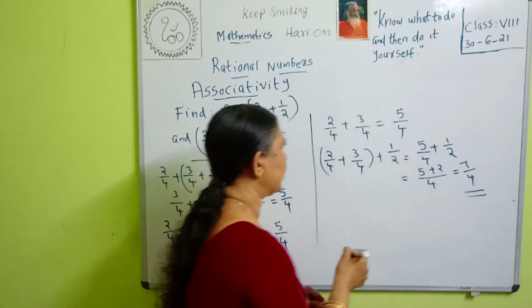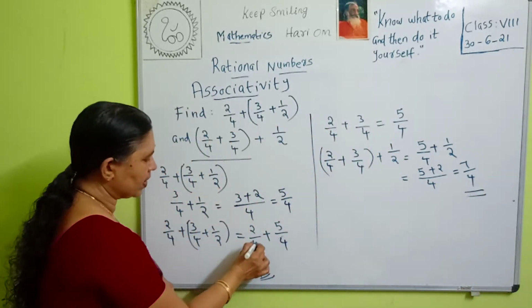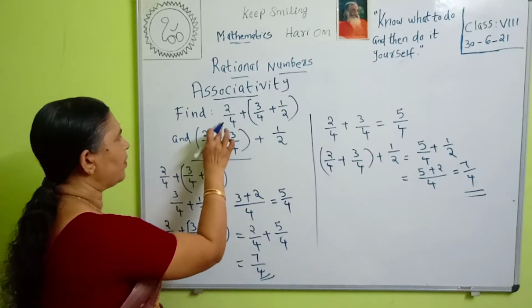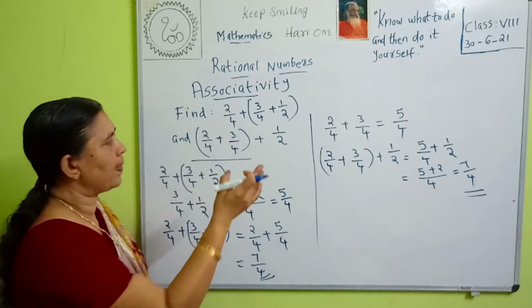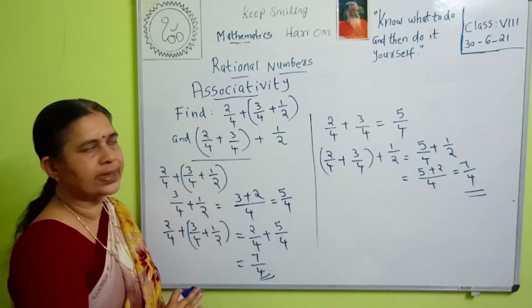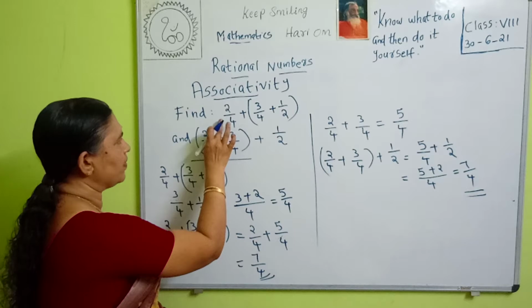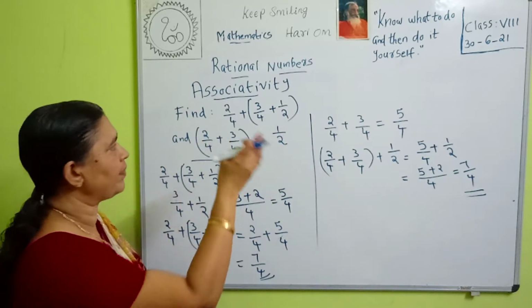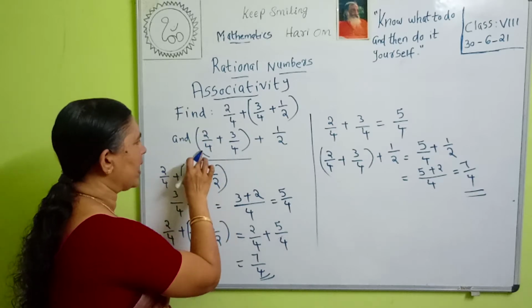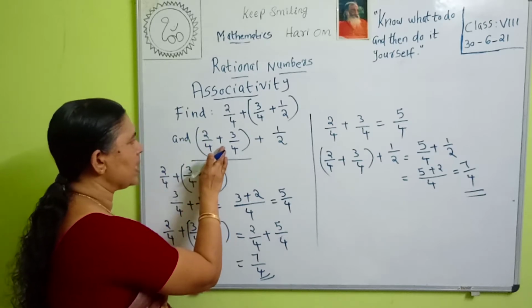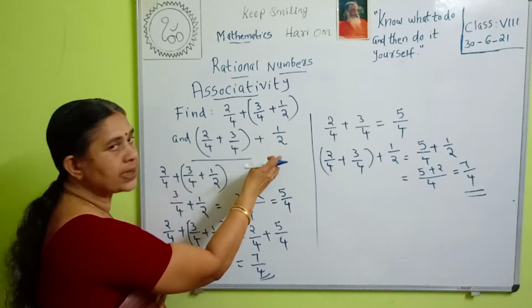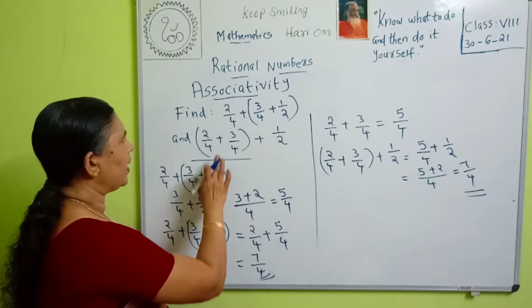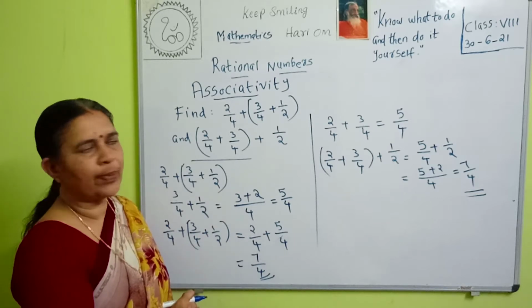Then the answers are the same. Here we got 7 by 4 and there also we got 7 by 4. So if we add the numbers in any order, the sum remains the same. First we add 3 by 4 plus 1 by 2 and then add the sum with the 2 by 4, or first we add 2 by 4 and 3 by 4 and then add the sum with the third number. Then the answer remains the same. So this property is called the associative property.